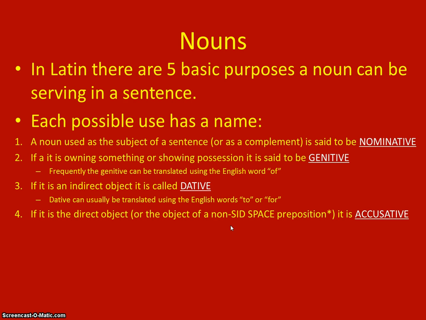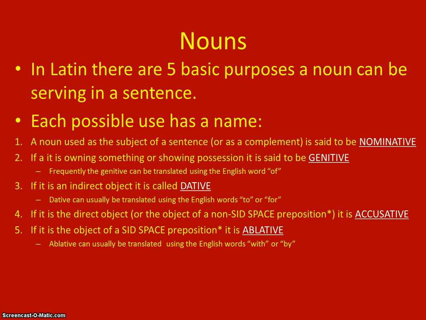Might be a direct object, or the object of a preposition. We'll talk more about what prepositions are in the unit on prepositions. Okay? Those would be called accusative case. And it might be the object of a preposition. Again, we'll talk about those in prepositions, in which case it's ablative. Ablative frequently is translated with the words with or by. So again, for girl, it would be with the girl or by the girl.